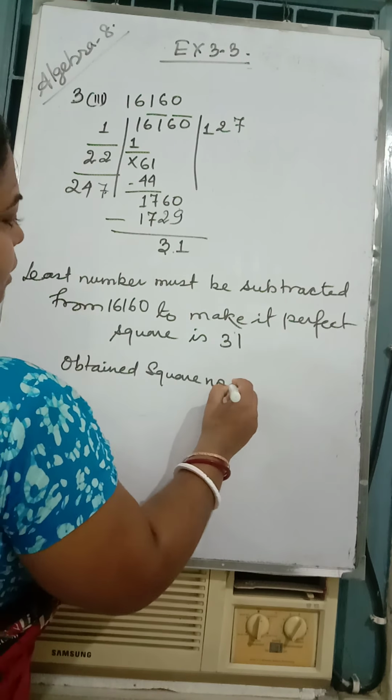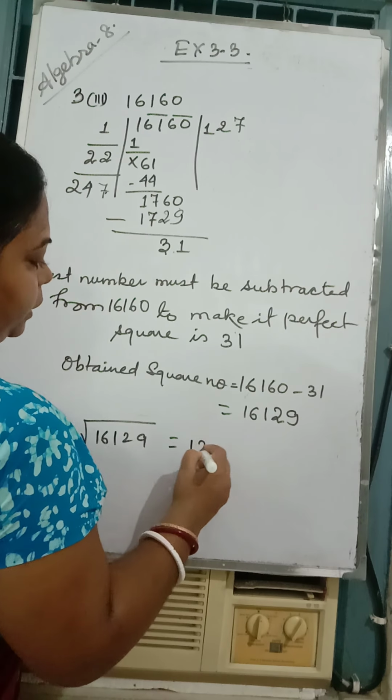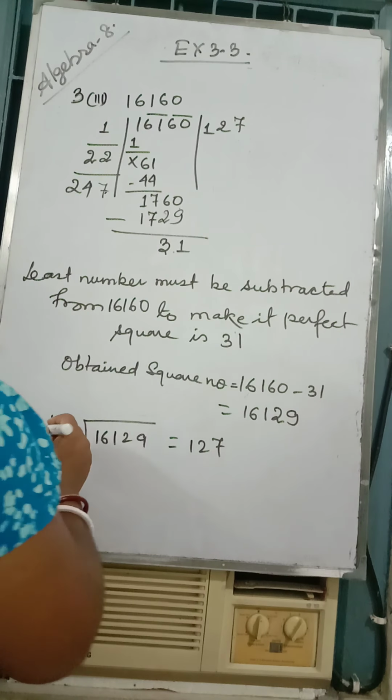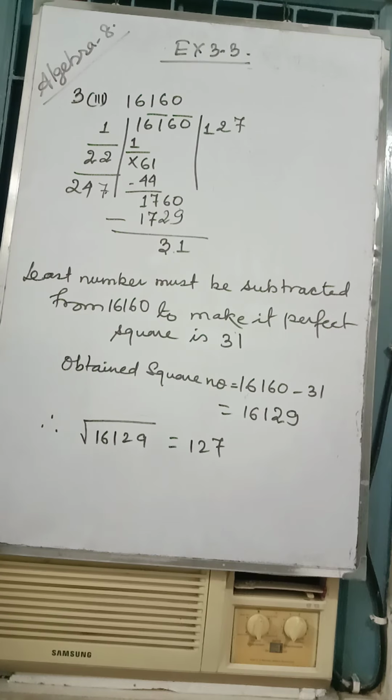The obtained square number is 16160 minus 31, which is 16129, and the square root of 16129 is 127. So this we have to do. We have to find the square root. Then we have to see the remainder that is subtracted to make it a perfect square. Is it, my dear?